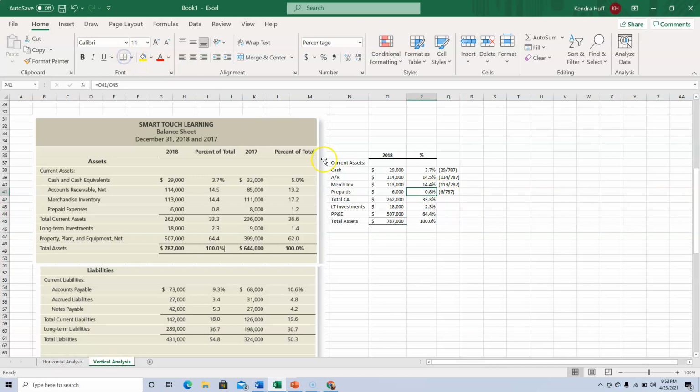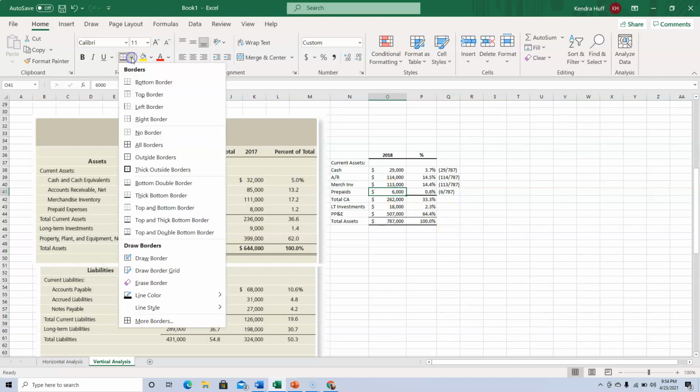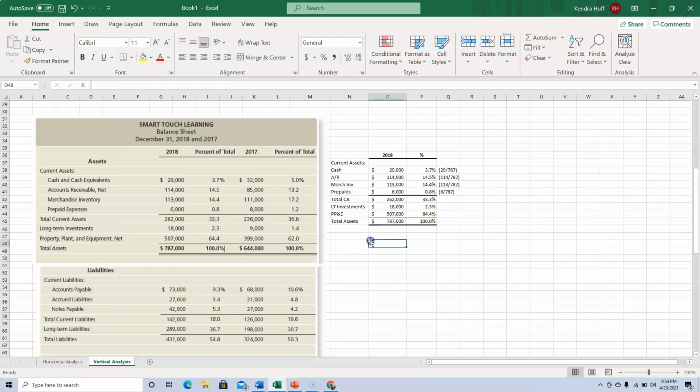Now, one thing I do want to point out is these percentages will add up to the total current assets. All right, and then the total current assets plus these two add up to the 100. So you can see here of their total assets, most of it is invested in plant, property, and equipment. So they probably have a store that they sell stuff out of.